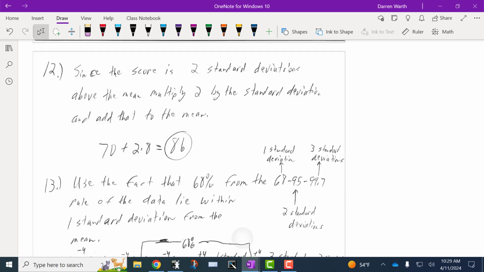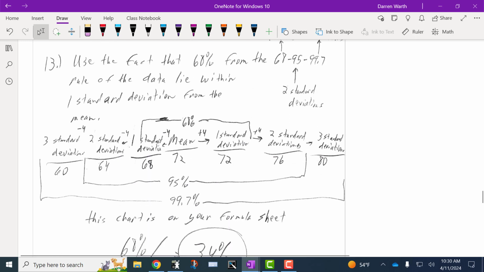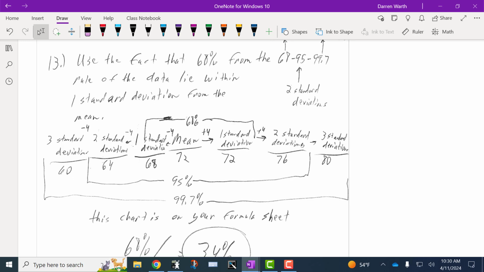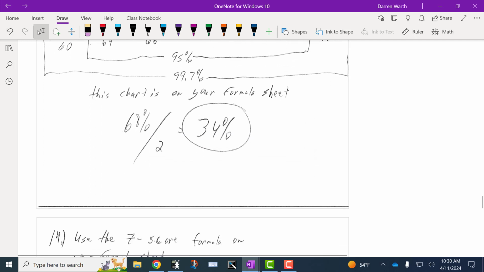So I'm kind of trying to explain that to you on number 13 on your formula sheet. It says use the fact that 68% from the 68, 95, 99% rule of the data lie within 1 standard deviation from the mean. So between 68 and 72, 68% of your data lies there. So you just take 68 divided by 2 and you get an answer of 34%.